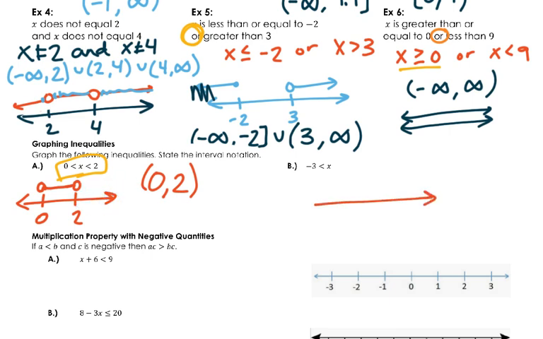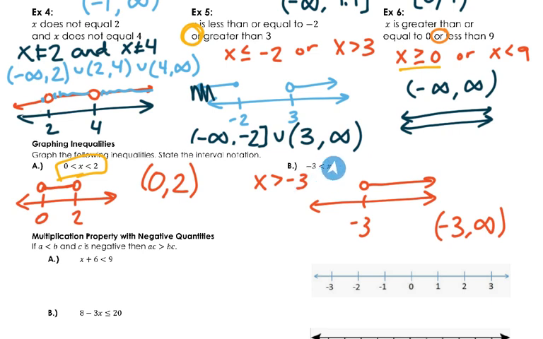For part B, I have x is greater than negative 3. So it will be open and to the right. The interval notation will be open negative 3 to positive infinity. You can rewrite this inequality in this manner. X is greater than negative 3. Notice how the Pac-Man is still eating the larger value x, still eating the larger value x. So just make sure that inequality is facing the correct direction as you read it backwards.